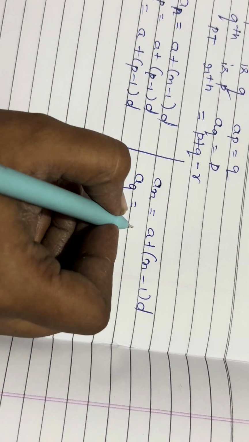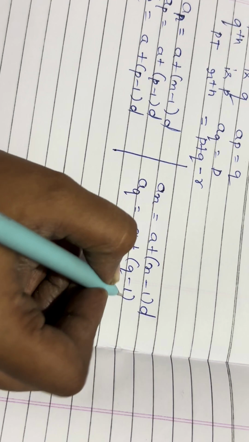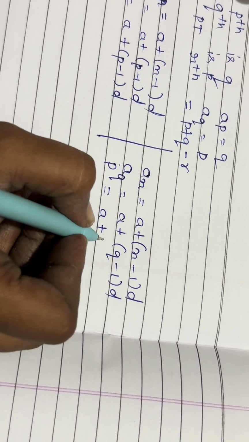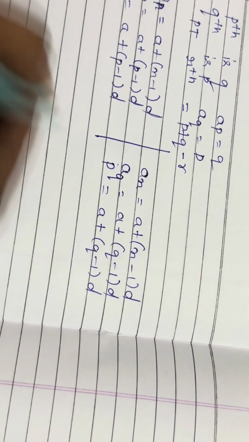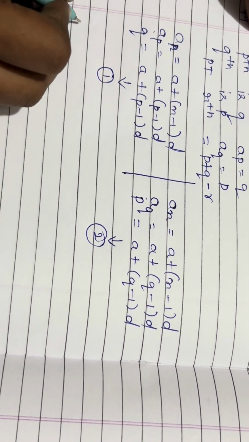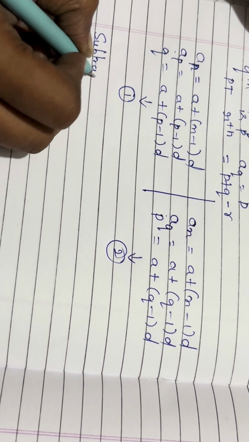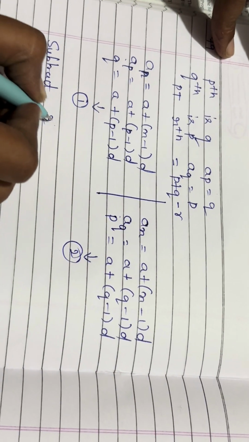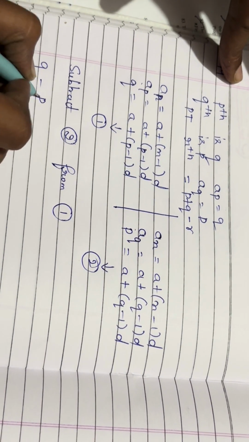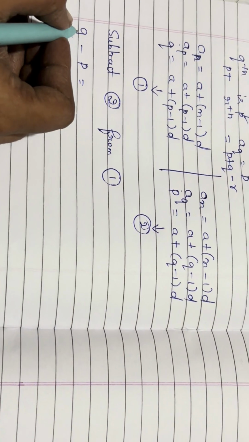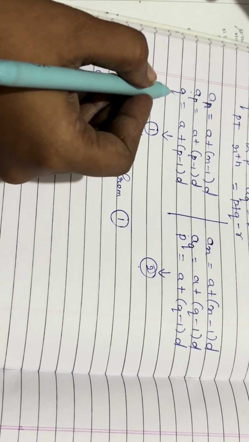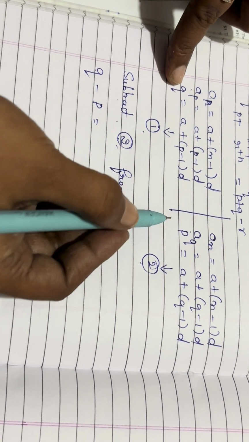A_Q is equal to A plus Q minus 1 into D. A_Q means P. P is equal to A plus Q minus 1 into D. Now consider this one as equation 1, this one as equation 2. Now subtract equation 2 from equation 1. So Q minus P, subtract equation 2 from equation 1. So first equation Q, subtract P.